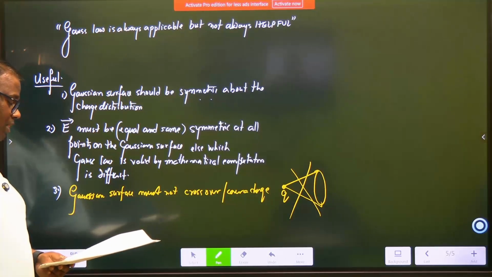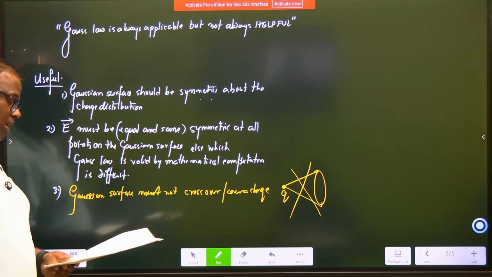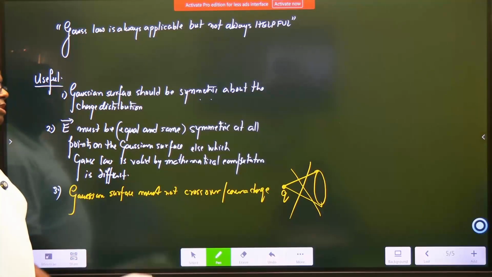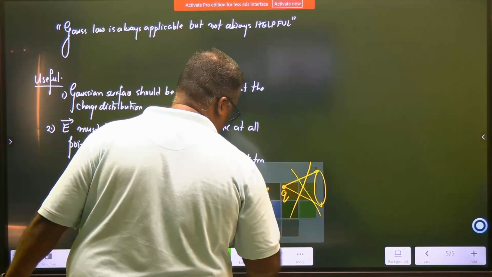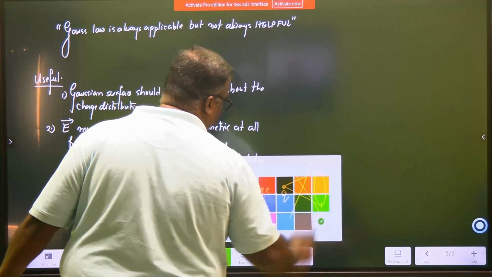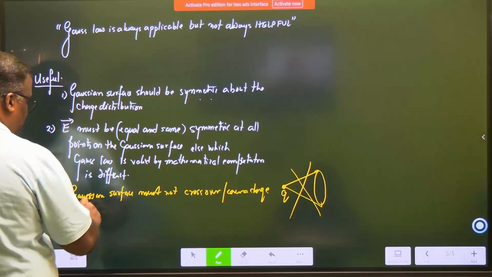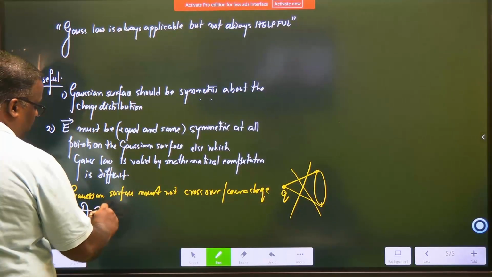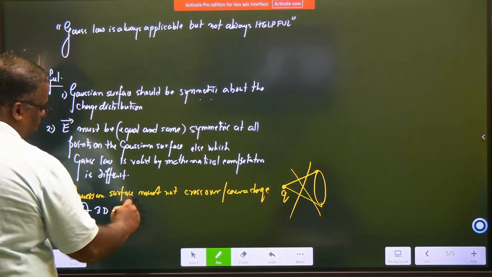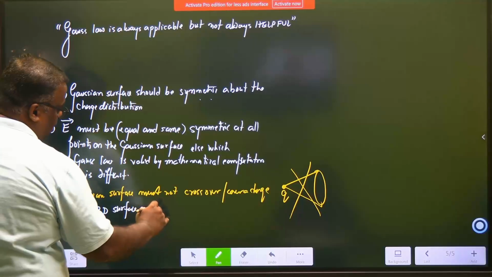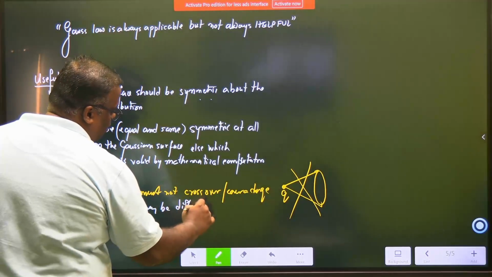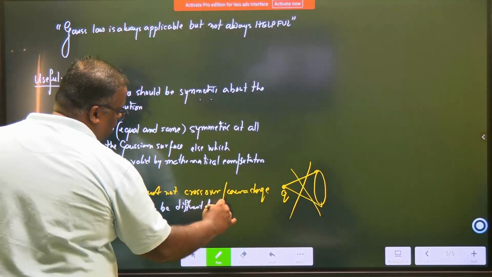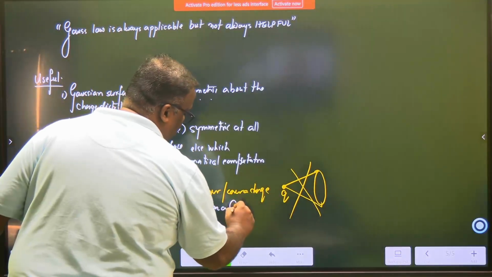So a 3D surface and a Gaussian surface may be two different surfaces, because a Gaussian surface is hypothetical. So the question might come with a 3D surface. You might assume another Gaussian surface. A 3D surface may be different from a Gaussian surface.